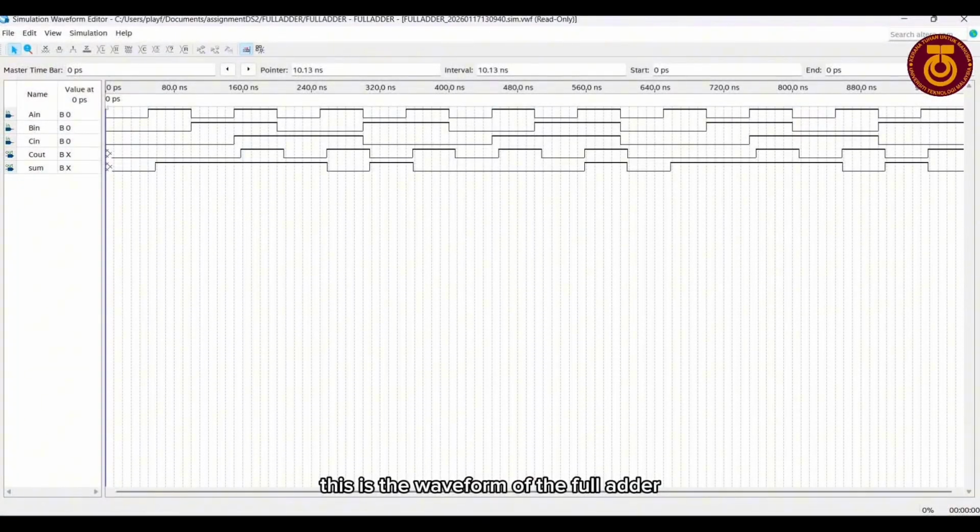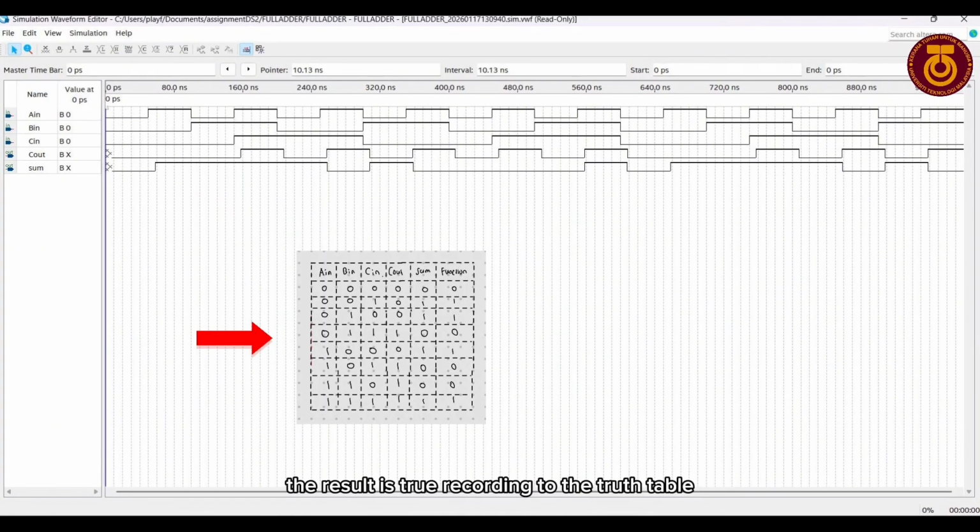This is the waveform of the full adder. The result is true, according to the truth table.